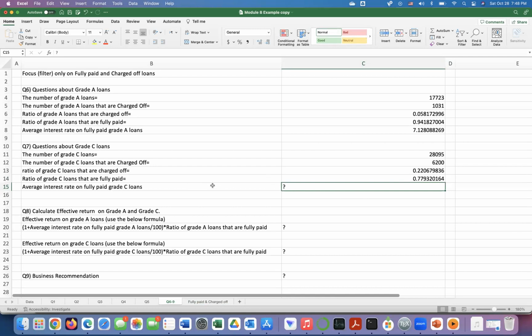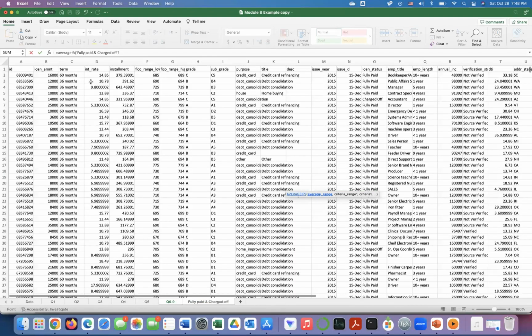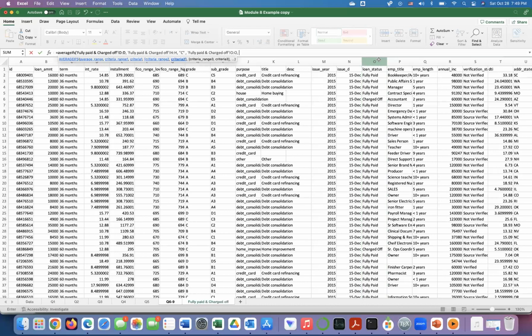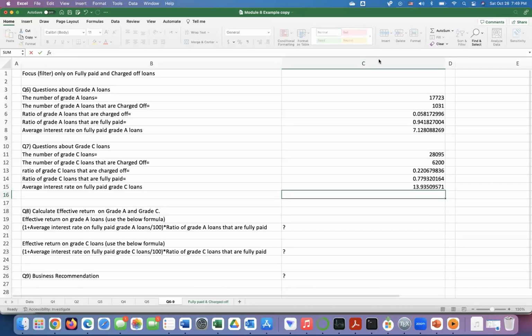Average interest rate on fully paid grade C loans. It's going to be equal to, again, average interest rate on grade C loans, and then loan status fully paid. 13.9%.